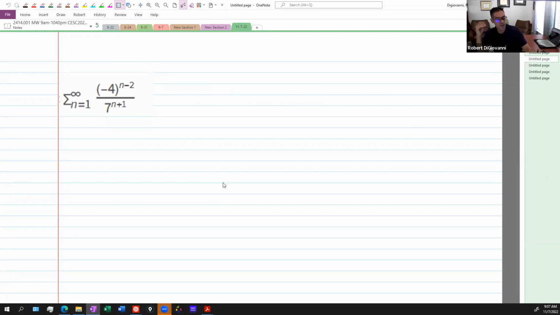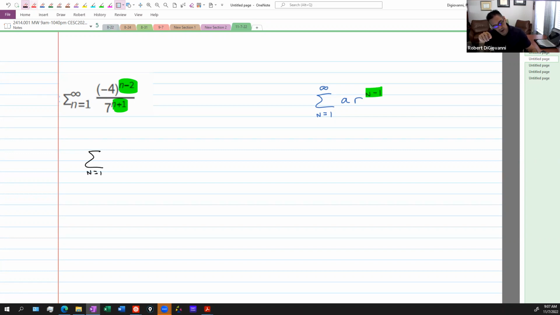So this one's a little different because even though it kind of looks, well, I don't know if that looks geometric. For geometric, we need this. And the big thing is we need a power of n minus 1. And in this case, neither one of those are n minus 1. So the first thing I'm going to do is make those look like n minus 1s.